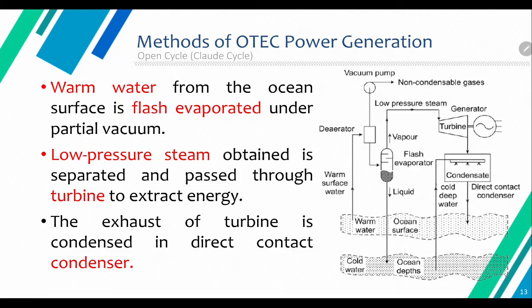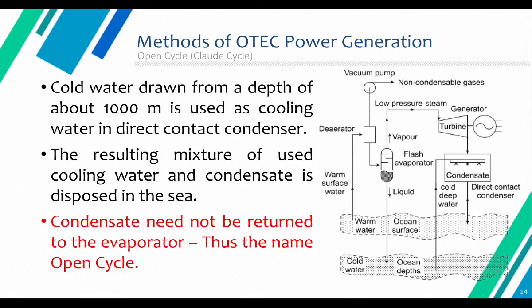Warm water from the ocean surface is flash evaporated under partial vacuum. That's happening here. The low pressure steam obtained is separated and passed through the turbine, and then the exhaust of the turbine is condensed in the direct contact condenser, and it is given back. Hope the open cycle process is clear. Please draw it neatly and explain it properly.